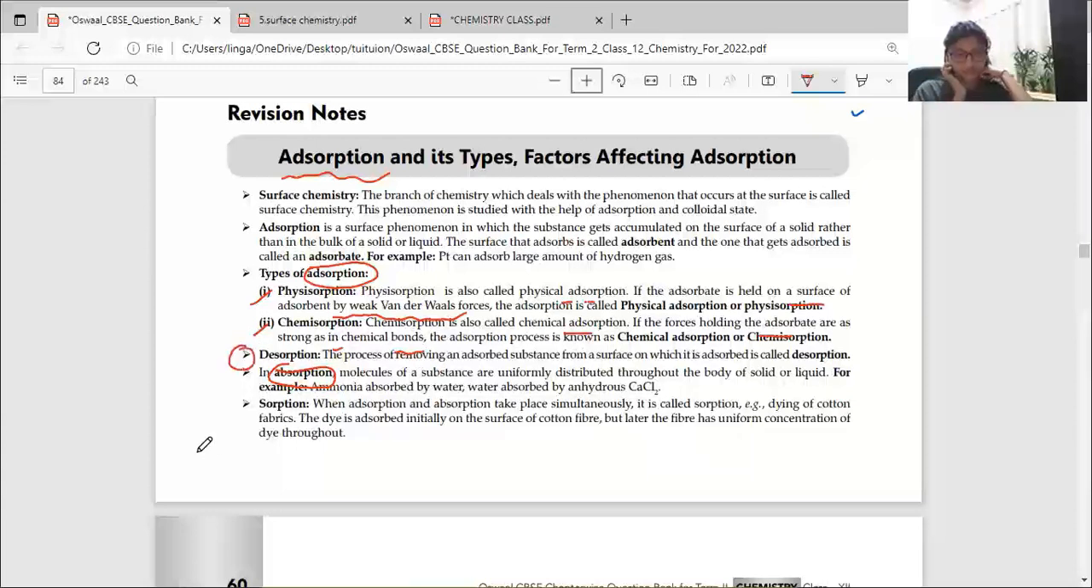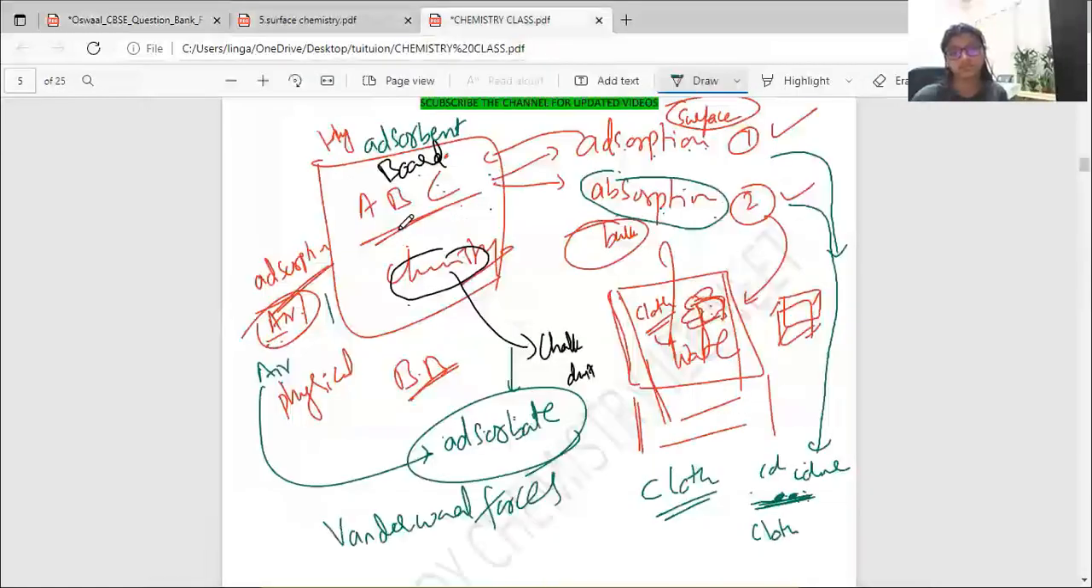Now, desorption. What is desorption? The opposite of adsorption is desorption. In this example, the chalk dust is there. If I am removing this chalk dust, that is desorption. On the computer screen, air is there. If the temperature is rising, the air moves away because kinetic energy increases. So this is desorption.